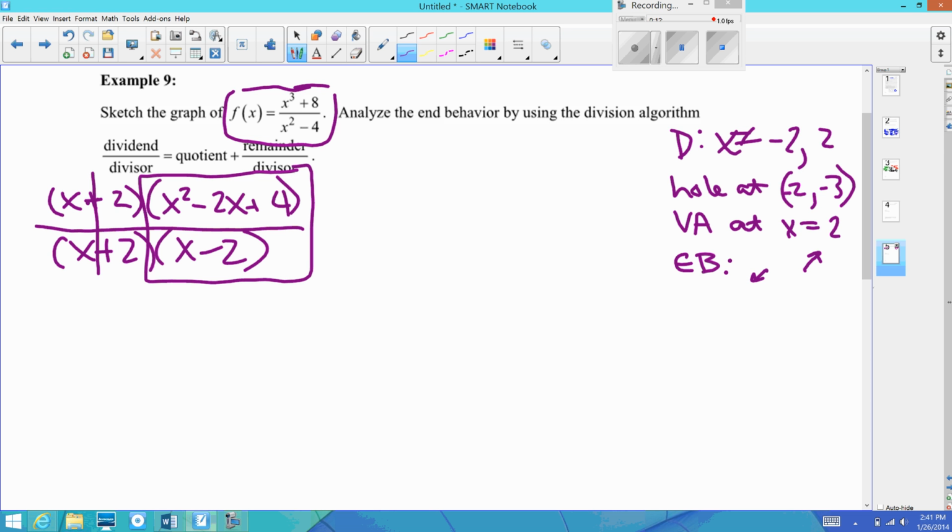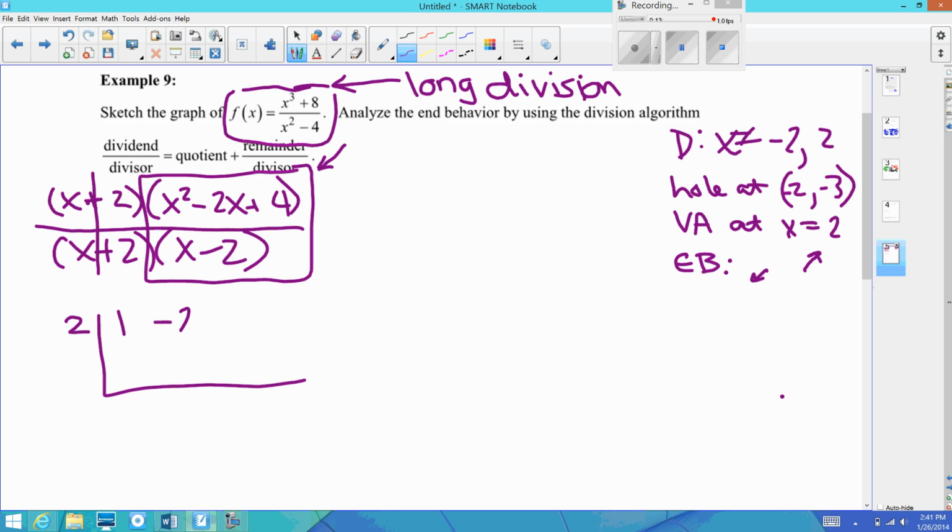Now it says here, analyze the end behavior by using the division algorithm. Whenever you have a degree 1 higher in the numerator, it's going to have a slant asymptote. And you could get that by dividing. So we could do either long division or synthetic division if we use this form. You could have done it from the beginning. In this case, you'd have to use long division. If you want to do that to practice, no problem. But for the sake of time, I'm going to stick to synthetic.